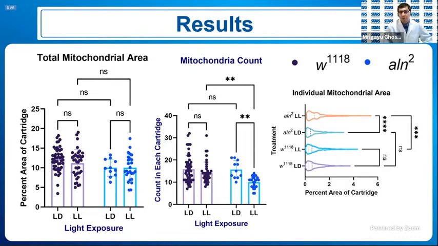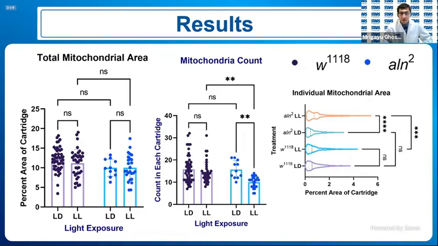So there's not much difference between LD and LL in the wild type, no significant result here. But there's a significant rise in the all-nighter mutant, and that makes sense based on what we talked about with the area and the count. And then when we keep light constant, so when we keep LL constant, the individual mitochondrial area is significantly higher for the all-nighter mutant, as you can see here, than the wild type.